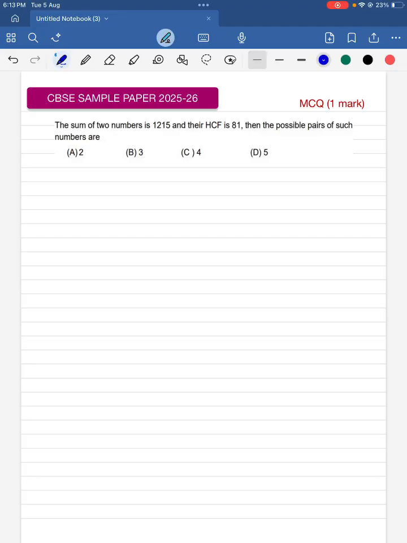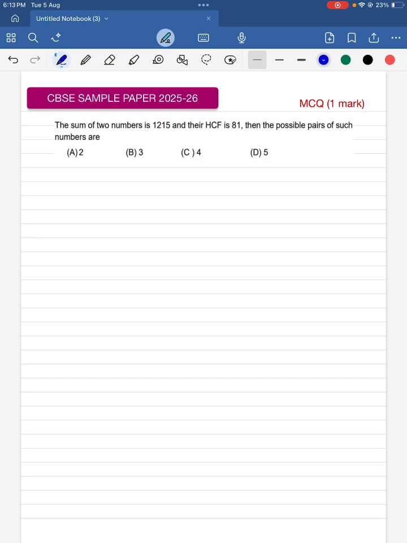In this video, I'll be doing an MCQ for 1 mark from the CBSE sample paper 2025-26. Let's look at the question. The sum of two numbers is 1215 and their HCF is 81. Then the possible pairs of such numbers are, which one of these options? Is it 2, 3, 4 or 5?